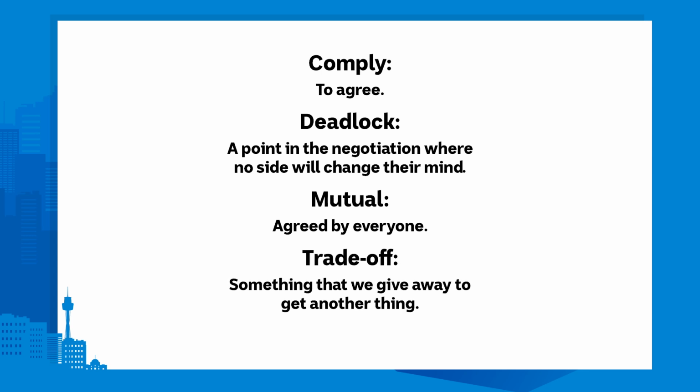And finally, a trade-off is something that we give away to get another thing. Because Sue was not able to compromise on the timeline of 12 months for the project, the trade-off, she says, was that she had to pay more for the project. Now we know what type of words they are and what they mean. Try to write a sentence using each word.